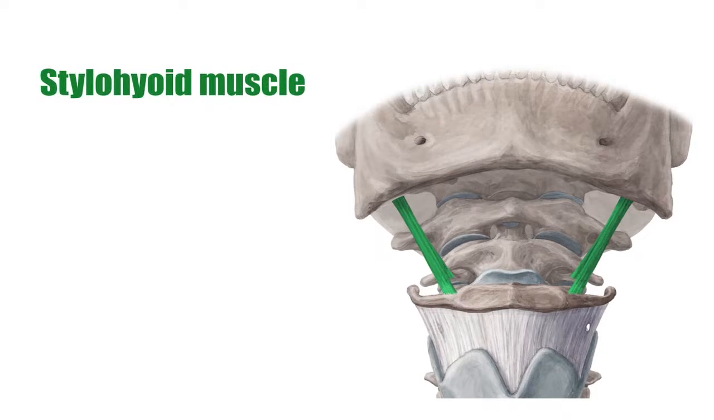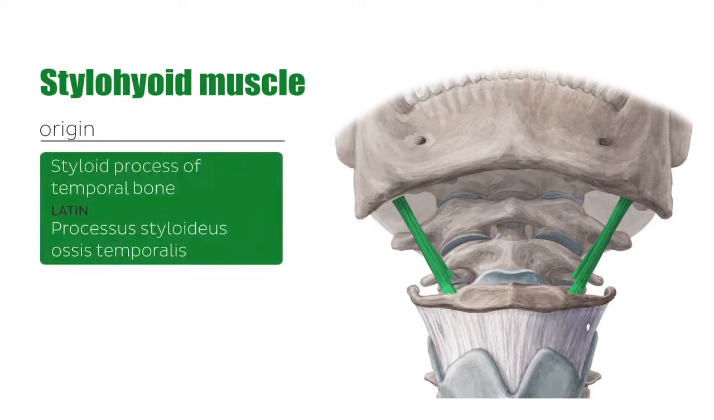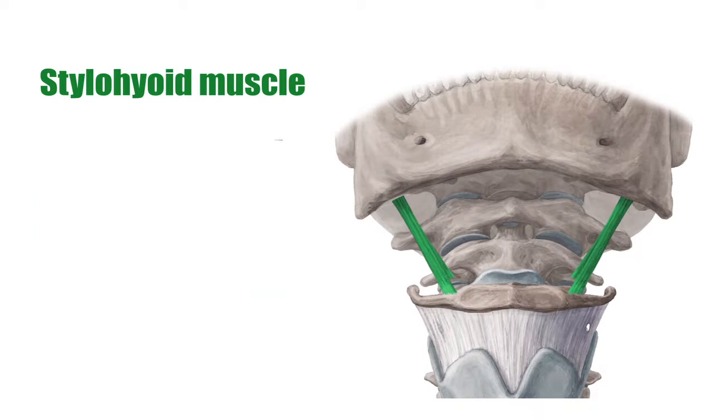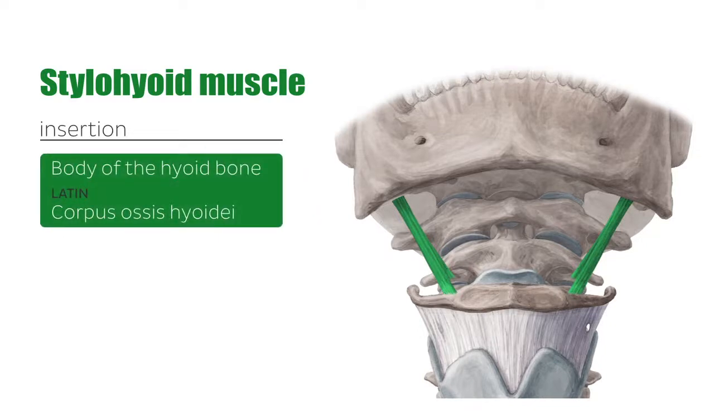We are now ready to move on to the next muscle that you see here, the stylohyoid muscle, which originates from the styloid process of the temporal bone. This muscle is going to insert on the body of the hyoid bone. In its distal part, the muscle divides into two tendons. And you can clearly see here the muscle dividing into two tendons.